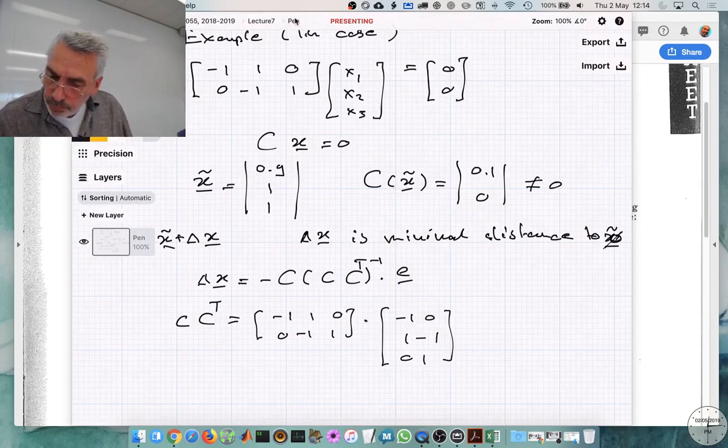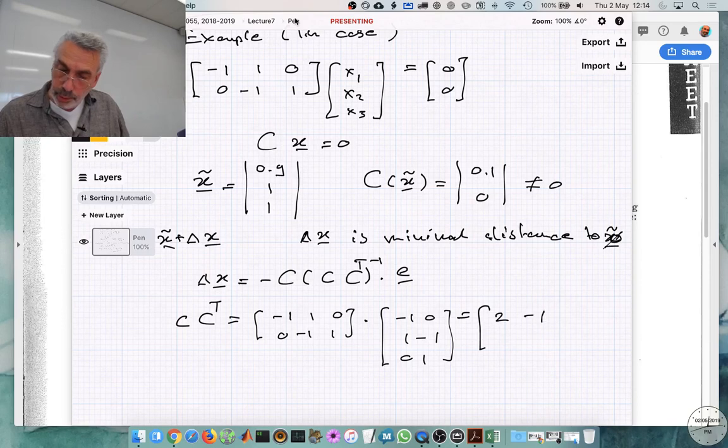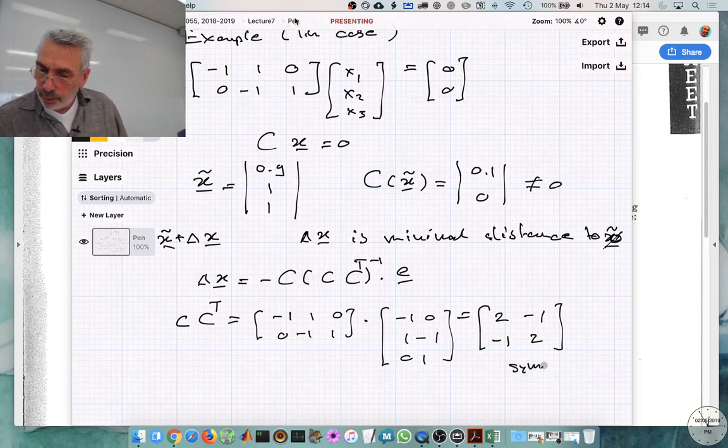Here a dot, equals. Okay, so this row times this column, that's 1 times 2. And then this times this is minus 1. This times this is also minus 1. And this times this is 2. I'm sort of happy because it's symmetric, eh? Yeah. And it looks like it's full rank.